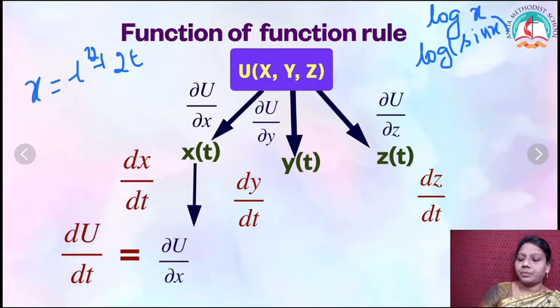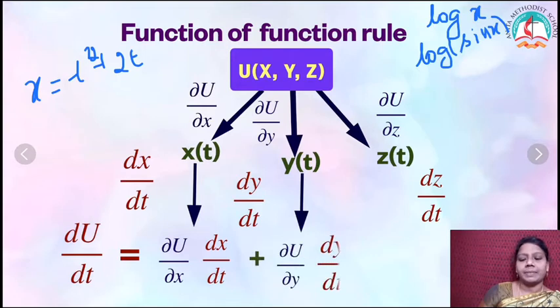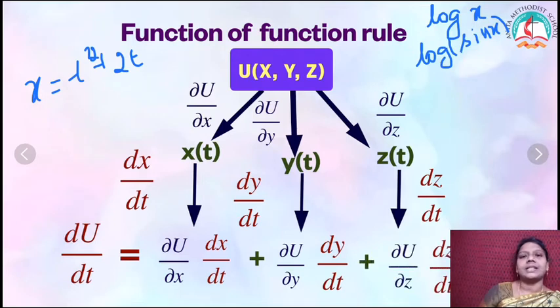What is the path for y? The path for y is nothing but dou u by dou y into dy by dt. So plus dou u by dou y into dy by dt. What is the path for z? For z it will be dou u by dou z into dz by dt. So plus dou u by dou z into dz by dt. So this is a function of function rule.